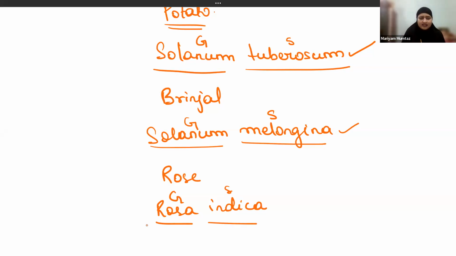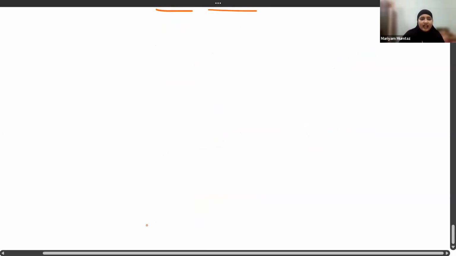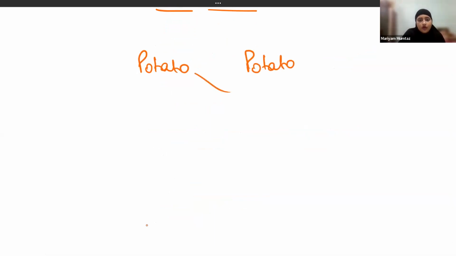Some plants are there that can belong to the same genus and different species, right? If you want to cross two potato plants together, for example, I've taken one potato plant and I've taken another potato plant. Now, if I want to cross them together to make a progeny, progeny means offspring, which is the new plant. What will that plant be? Potato, right? It will be a potato only. So what we are doing here, the genus is also same. The species is also same, isn't it? Getting my point? Yes, ma'am.